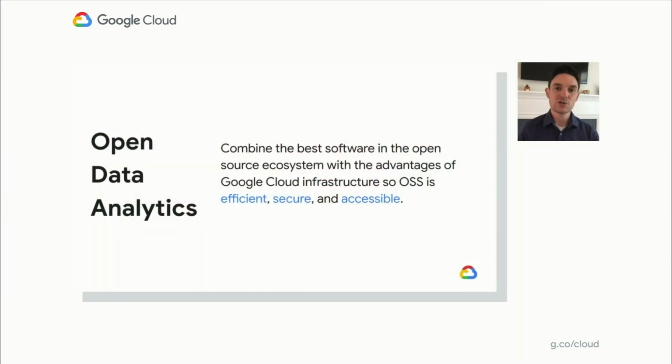First, I want to talk about open data analytics. We're a group that's passionate about combining Google infrastructure with the best of Google Cloud. We think that open source represents, in many cases, the best of software. It's community driven, it moves quickly, it really pushes the envelope of what's possible. We also think that Google Cloud can run infrastructure like nobody else. So we're really interested in combining the power of open source and the power of Google's infrastructure to create managed services so you can use managed open source on Google Cloud. We think that open source should be efficient, secure, and accessible.